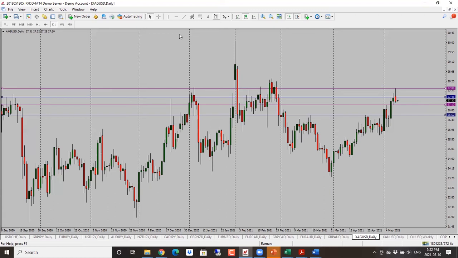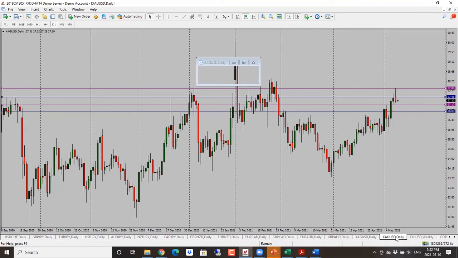And then looking for a drop here. Something like this is what I would be watching out for. So bias, bearish bias here. First target 27.10, and then second target is 26.80. So bearish bias here for silver.